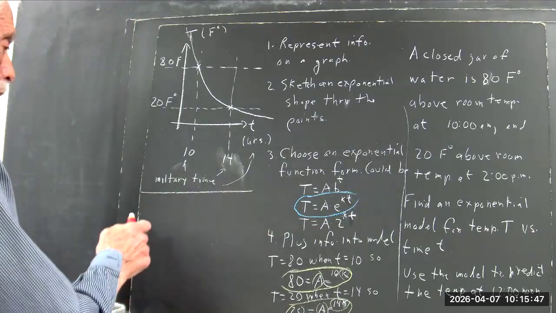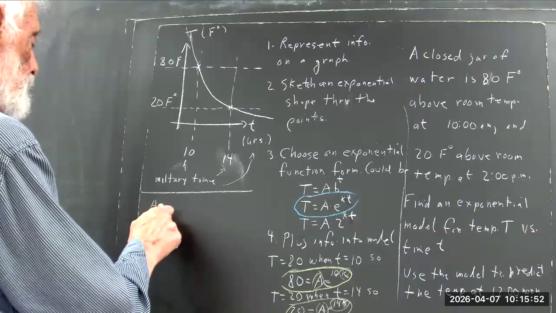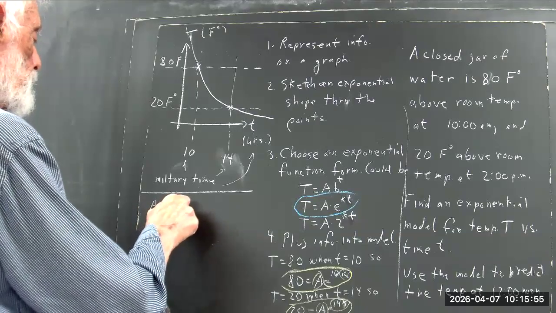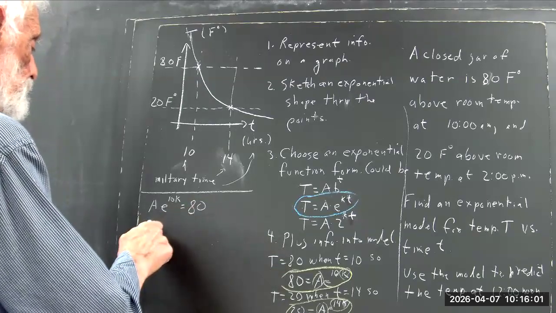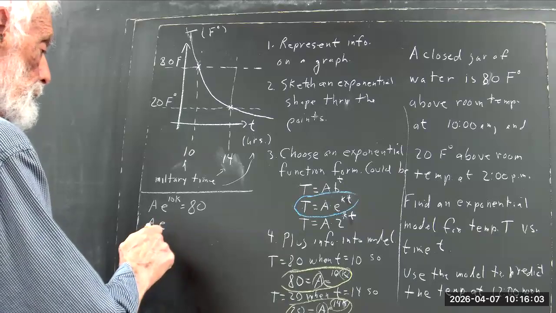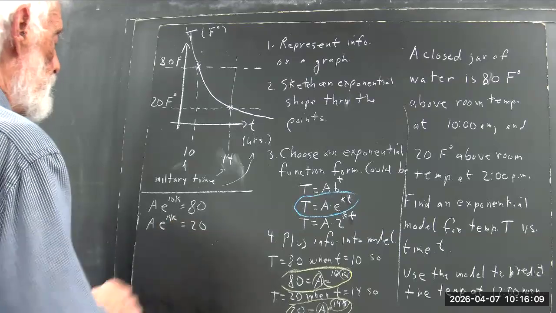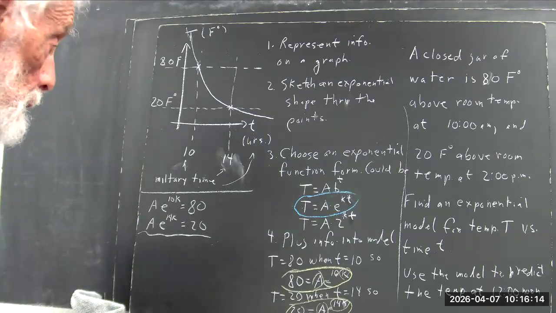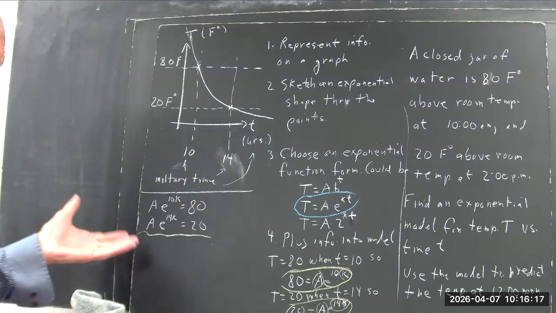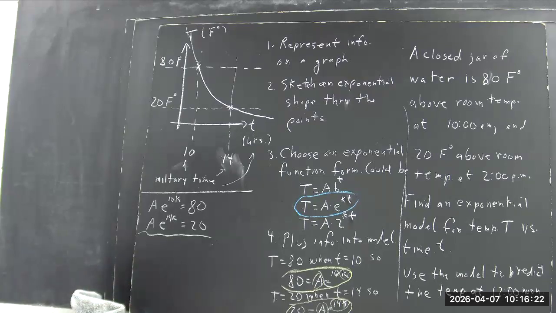I'm going to start the solution over here. Probably won't have time or room to complete it. And I'm going to put the a e to the 10k on the left and the 80 on the right, the first equation. And the a e to the 14k equals 20 here. Now, there are a couple of ways we can begin to solve this set of equations. So if you haven't done so, give it some thought. See if you can take a couple of steps towards a solution.